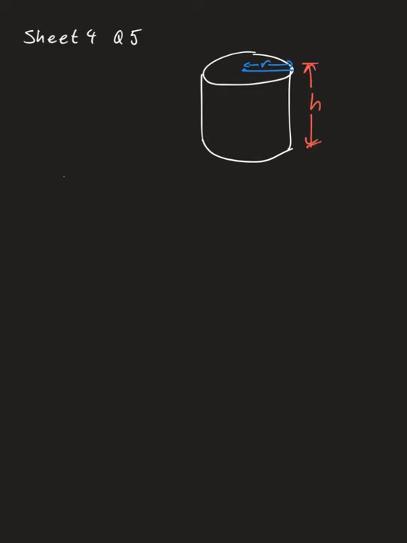So the volume of a cylinder is equal to pi R squared H. You can find that in your maths tables. And that's equal to 100. So I can rearrange that to say that H is equal to 100 divided by pi R squared.